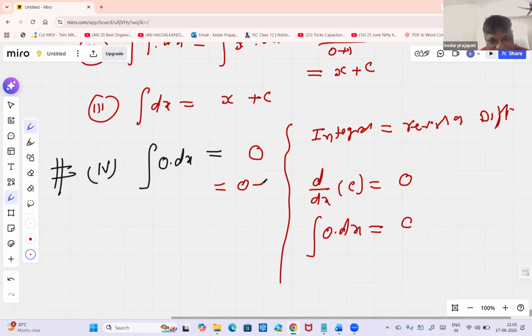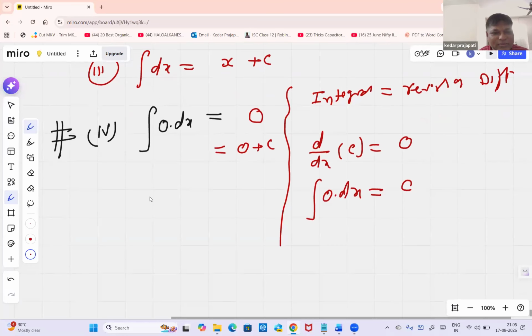0 plus C, because see, if I have y equal to x plus C, right? Then only this quantity is becoming 1 plus 0, right? So whenever you are telling that differentiation of something is 0, that something is a constant, right? So the integral of 0 will not be 0, okay? Very important.